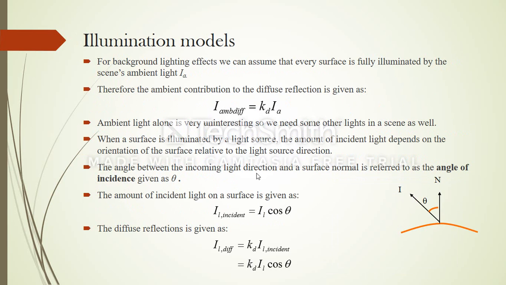For the background lighting effects, we can assume that every surface is fully illuminated by the scene's ambient light IA. Therefore, the ambient light contribution of the diffuse reflection is given by I ambient diffusion equals KD IA.